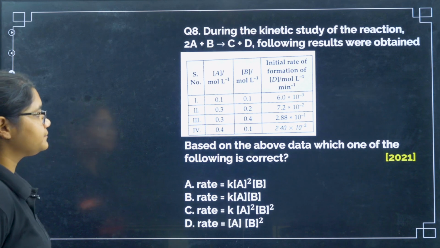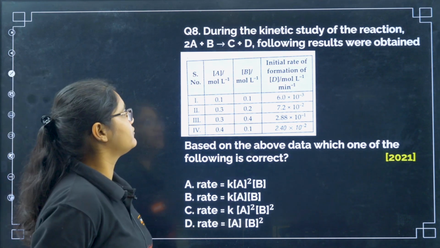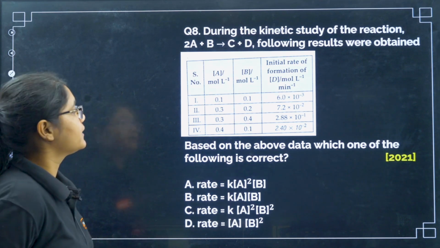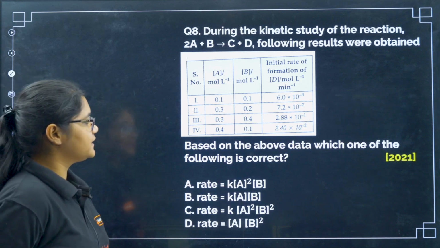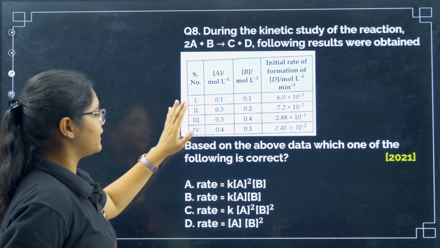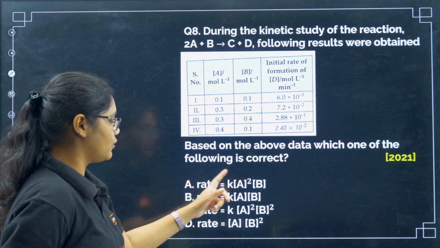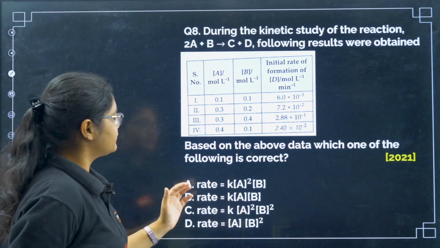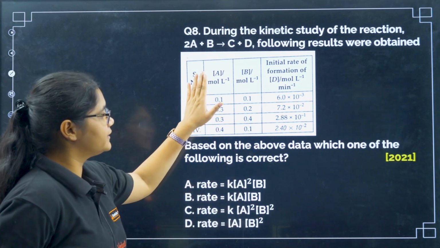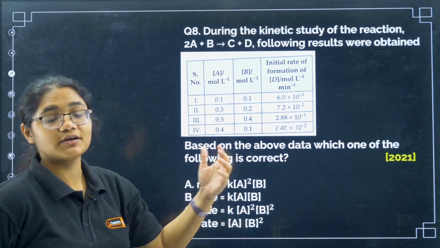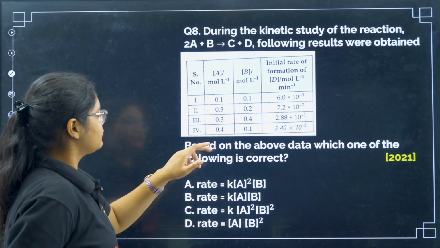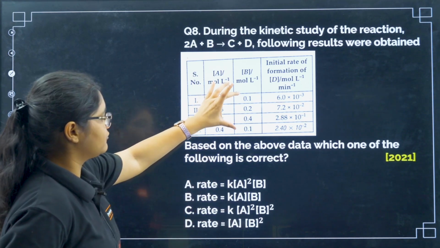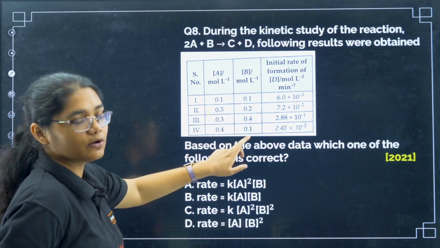Next, during the kinetic study of the reaction 2A plus B gives C plus D, the following results were obtained. So let us see what is happening. I want to find the order of the reaction, right? Or you have to find the rate law. So first of all, to find out how the rate changes when you change the concentration of A, you have to keep B constant, okay. So I have to keep B constant. I have the first and the fourth reaction where I can keep B constant.